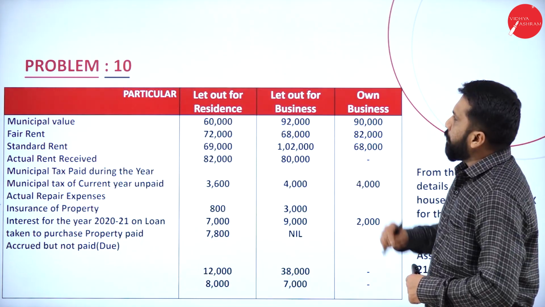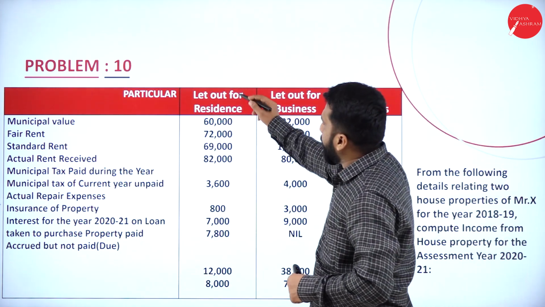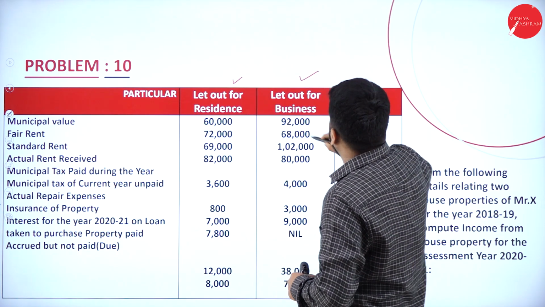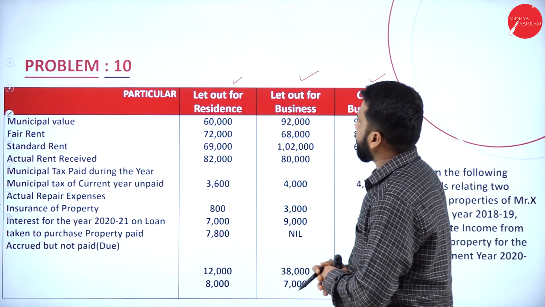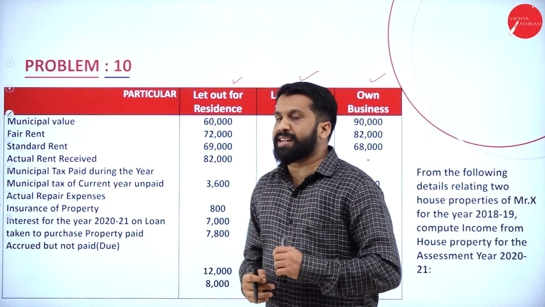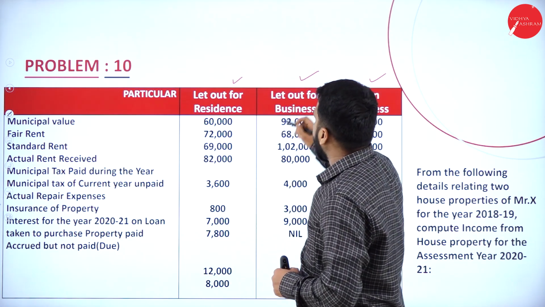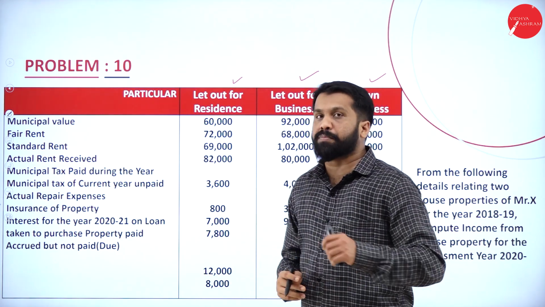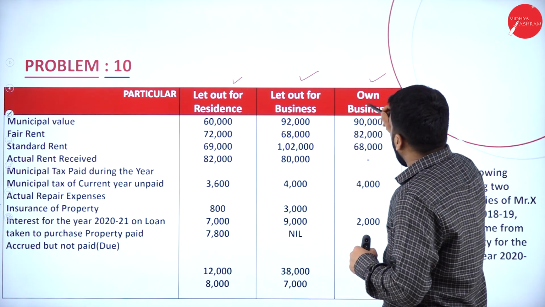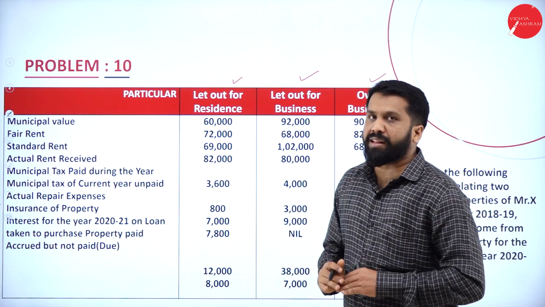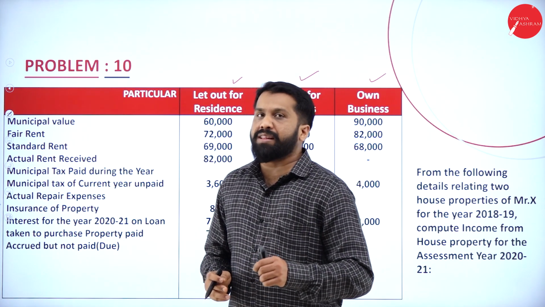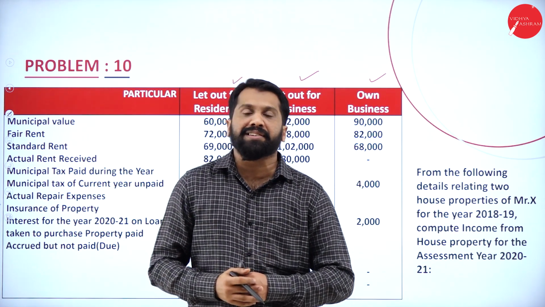Now, these are the informations you have. Particulars: let out for residence, let out for business, and own business. Let out for residence, you have to calculate. Let out for business, you are supposed to calculate. But own business, we will not calculate. We will consider only the interest part.